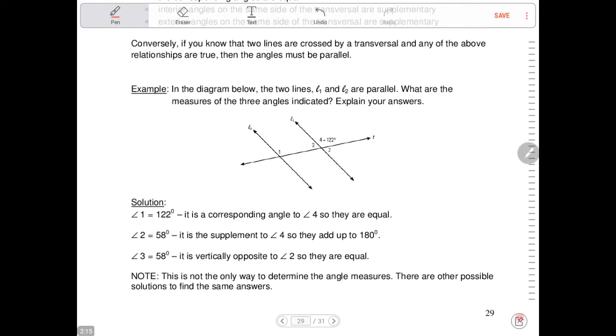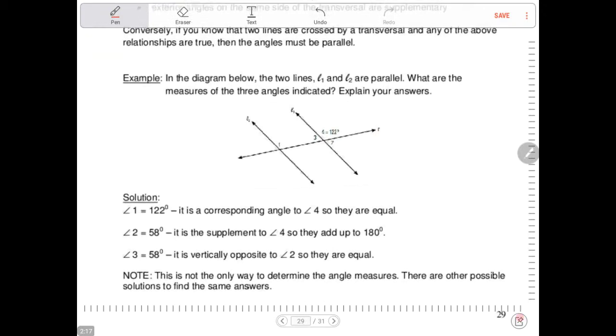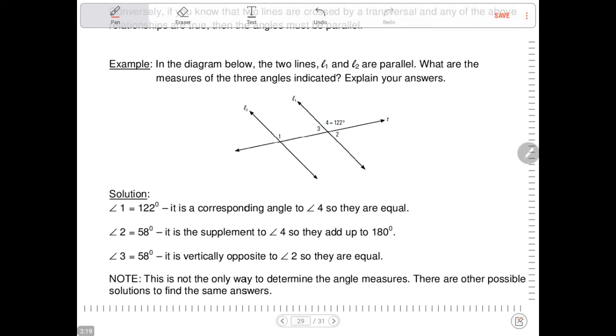So let's go towards the bottom of the page. I'll zoom in here just a little bit, not too much. What we have here is, of course, our transversal, which is T. We have our two lines, and as you can see, they are parallel lines. So that means we have all of our different angles in place, and those special angle properties are also going to be in place. So let's see what we can figure out here, everybody.